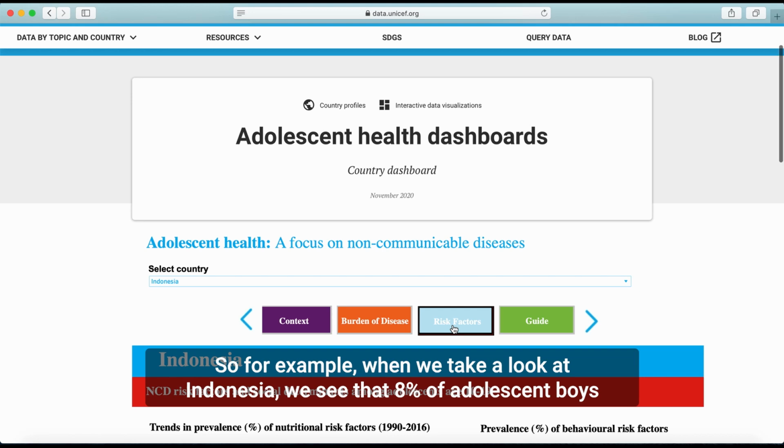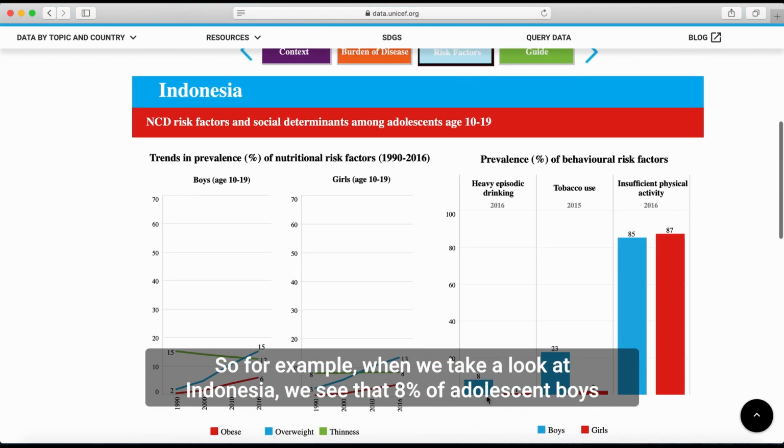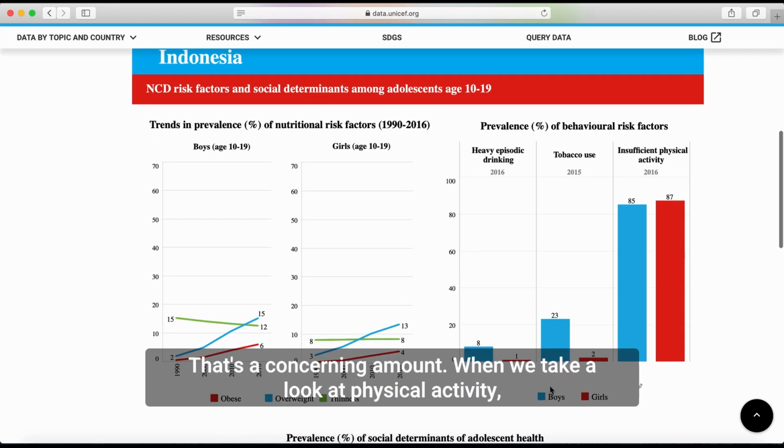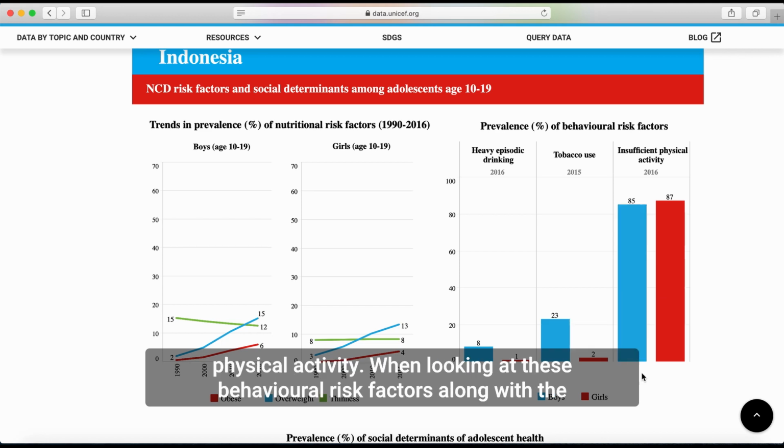So, for example, when we take a look at Indonesia, we see that 8% of adolescent boys engage in heavy episodic drinking, also known as binge drinking, and 23% engage in tobacco use. That's a concerning amount. When we take a look at physical activity, we see that 87% of adolescent girls and 85% of boys have insufficient physical activity.